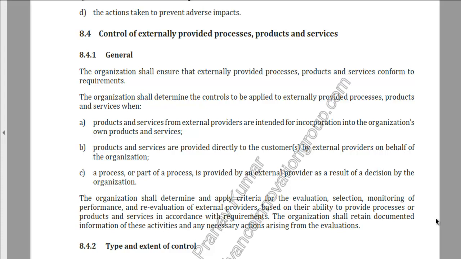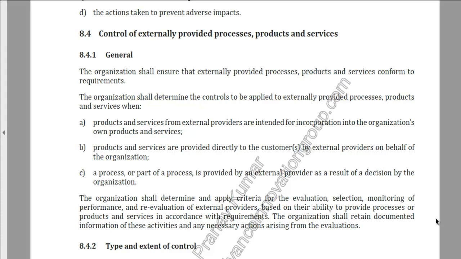C. A process or part of the process is provided by an external provider as a result of a decision by the organization. Condition 3. When you have outsourced some part of your business process to an external provider.